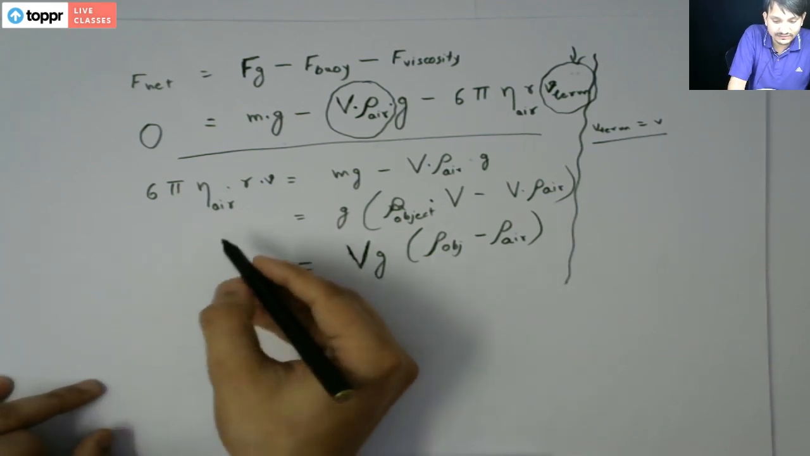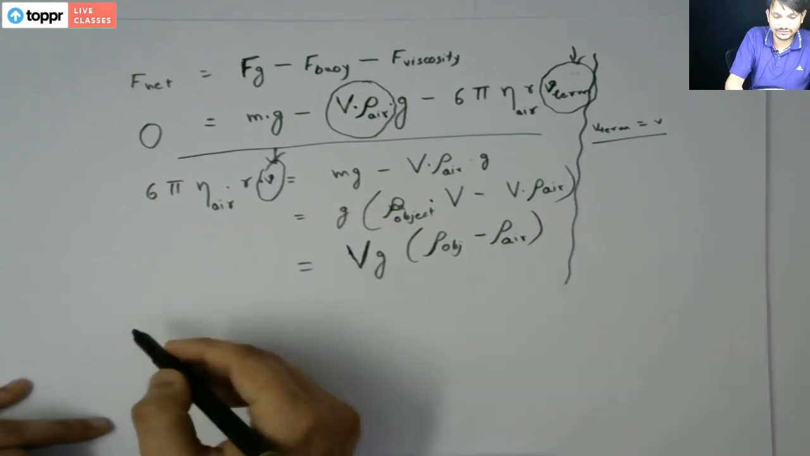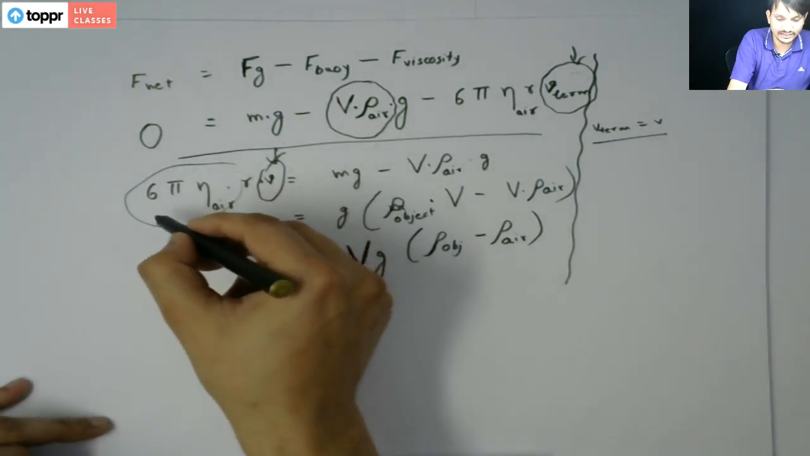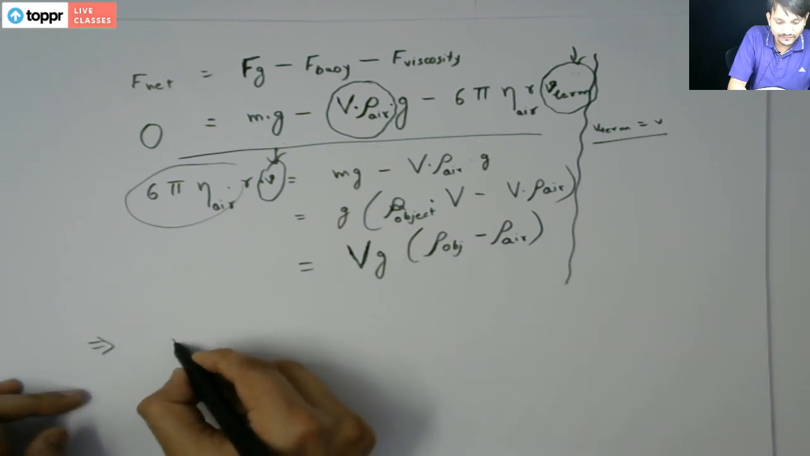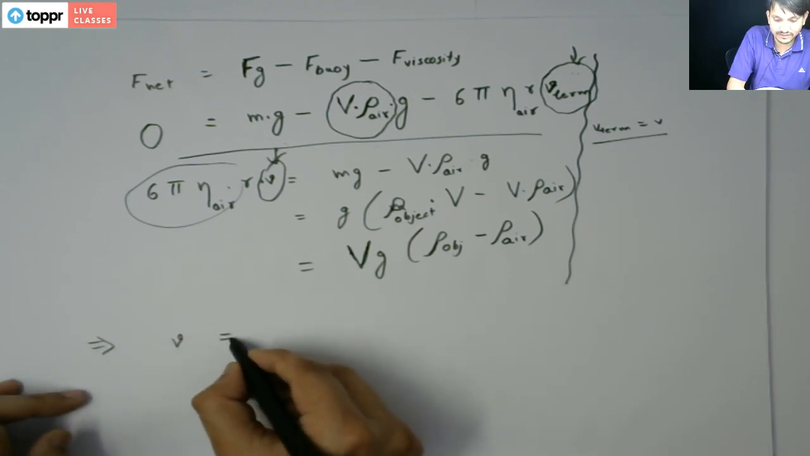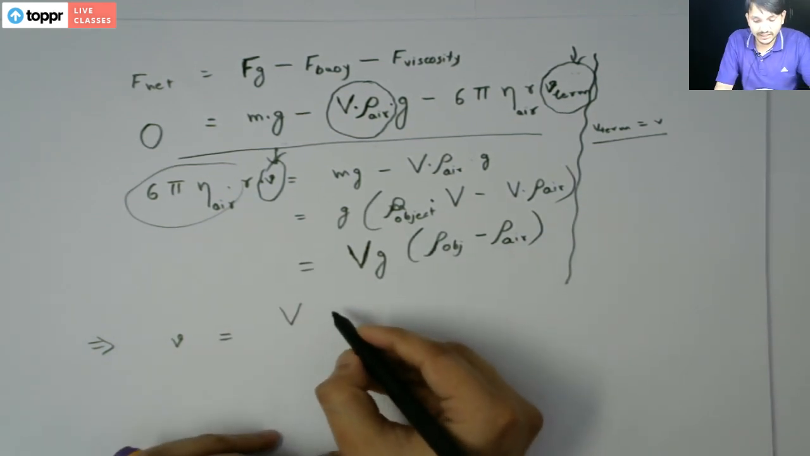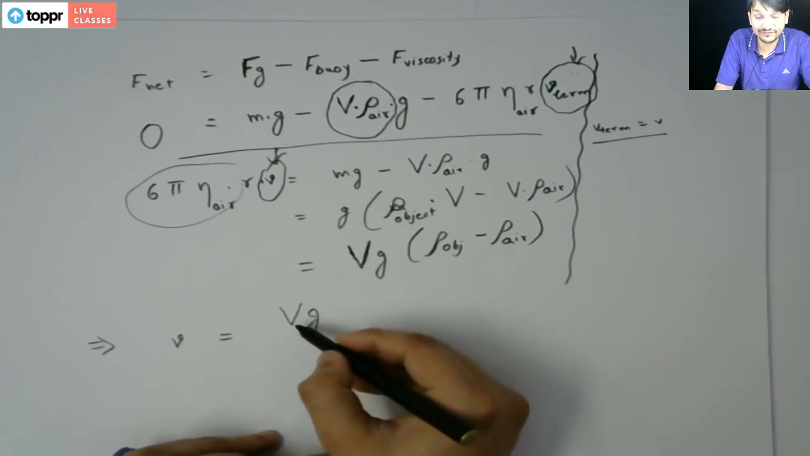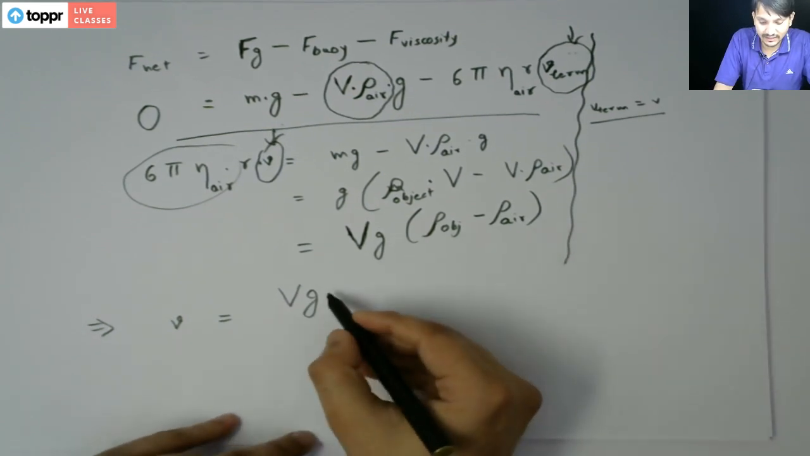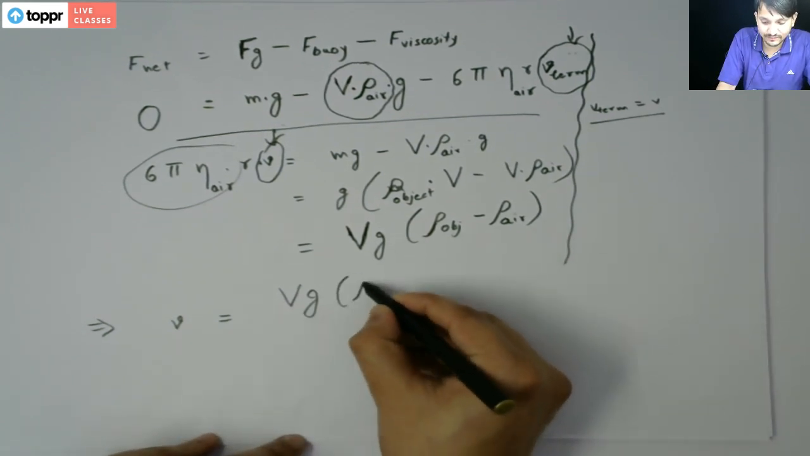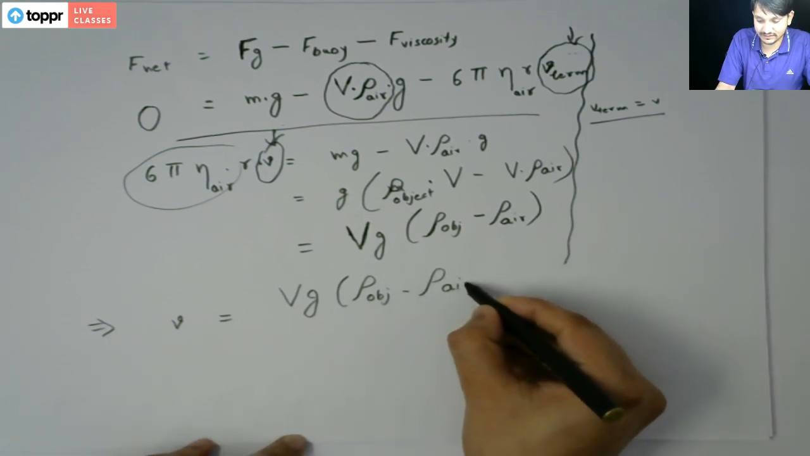Solving this further, I need to isolate this, so I'll take this whole side and divide both sides by that. Therefore, terminal velocity v equals capital V times g, small g, acceleration due to gravity, into rho of object minus rho of air.